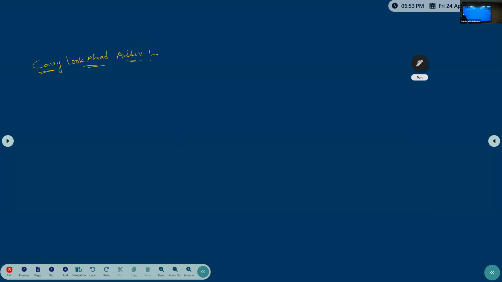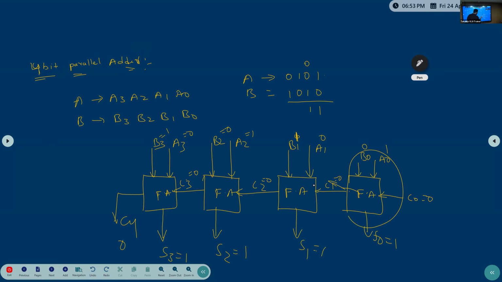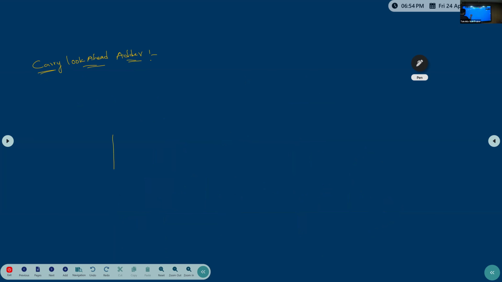In this carry look ahead adder, we make a setup that is independent. Each full adder depends on the previous full adder's carry. I want to make them independent, so that all work in parallel and none depends on anything. How can I make that? Simple. Taking 4 bits, the same example again.